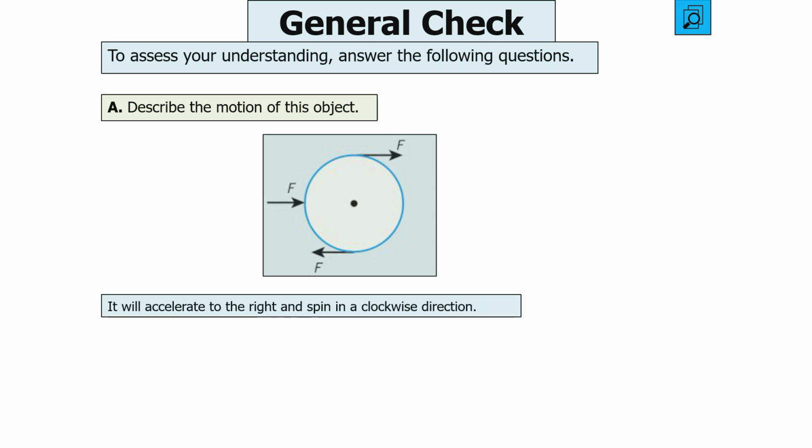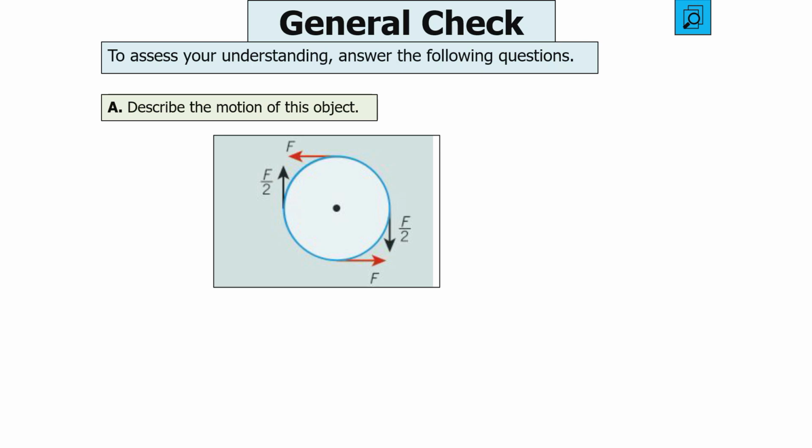Describe the motion of this object. It will accelerate to the right as there's a resultant linear force to the right, and it will spin in a clockwise direction. As you can see, it's going to cause rotation in a clockwise direction. Describe the motion of this object. It will spin in an anti-clockwise direction. The linear forces cancel through, but the rotational forces will not.